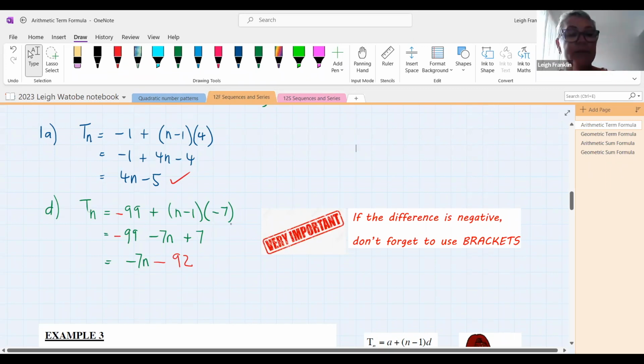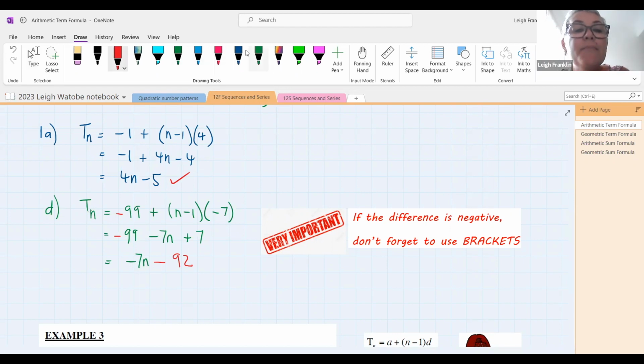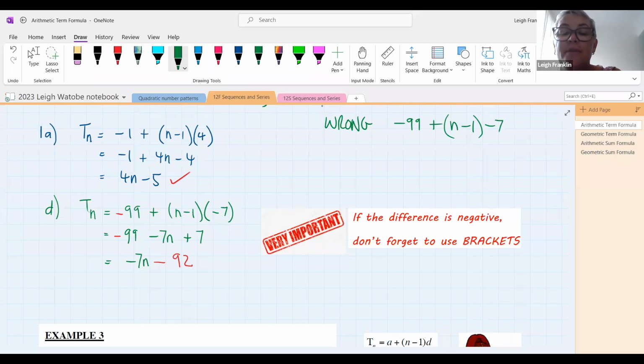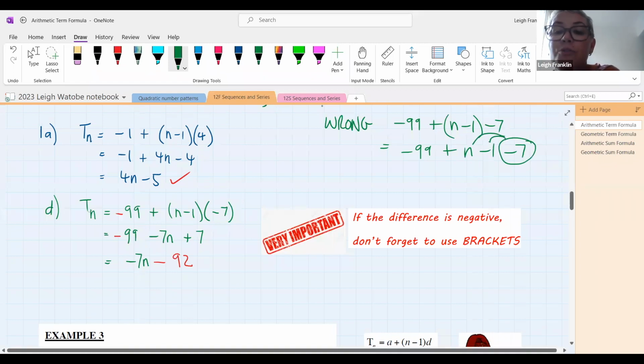I cannot tell you how many times in matric I've seen something like this, and obviously this is wrong. I'm just going to pop it on the side here. People do something like this: they've got the minus 99 plus n minus 1 in a bracket, and then we've got minus 7. And then matric students end up going minus 99 plus n minus 1 minus 7. So instead of that minus 7 being multiplied into the bracket, it's being subtracted as a term.